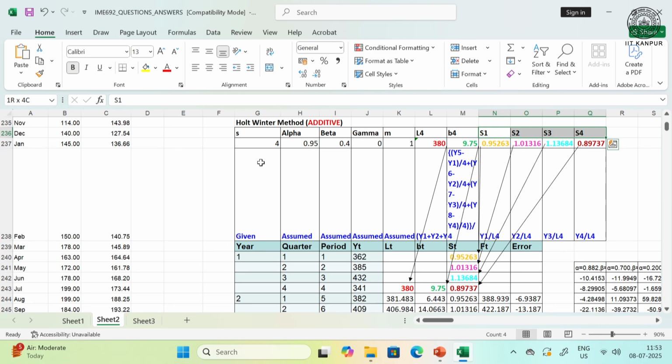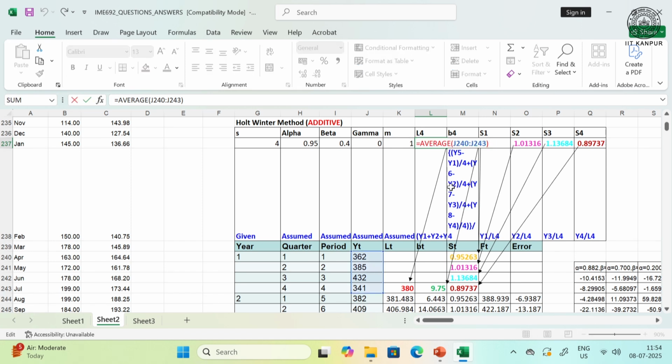Now, considering the concept of how we will use this, as he said, we will do one seasonality check and then try to replicate the data accordingly. Now, let us start the problems here. Here L4 is given.